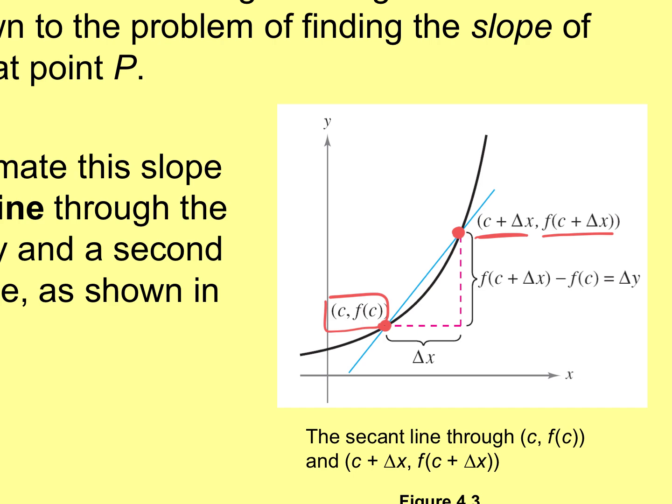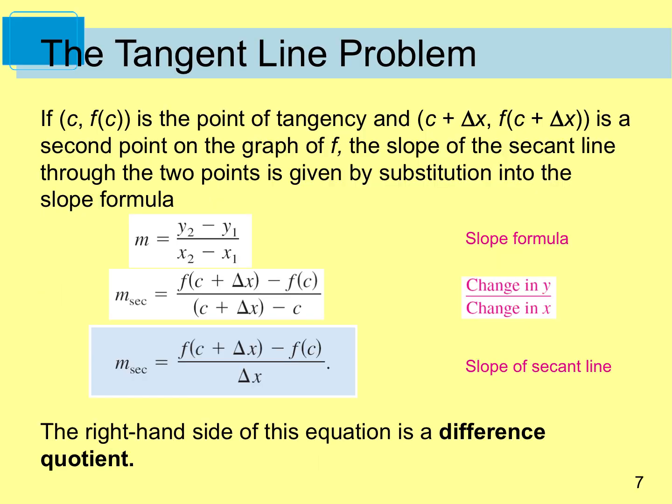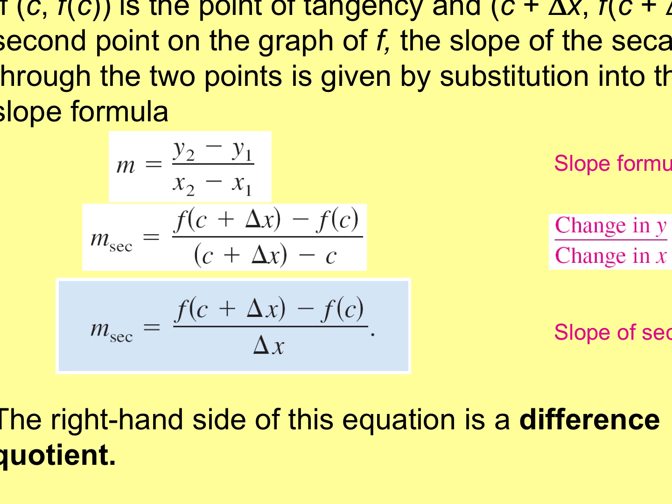So we can find our slope of the secant line given 2 points when we use the slope formula and we use our c and dx. It simplifies to our difference quotient. So the difference quotient we use a lot in this section.